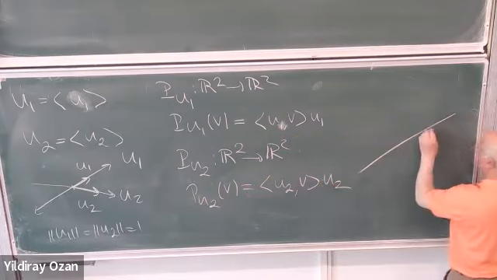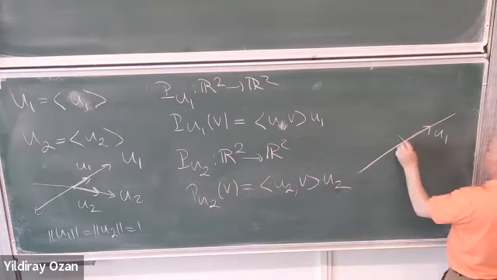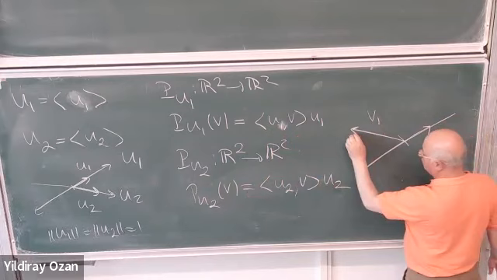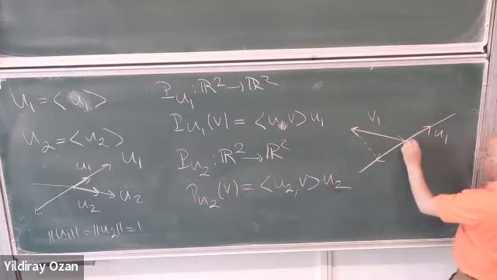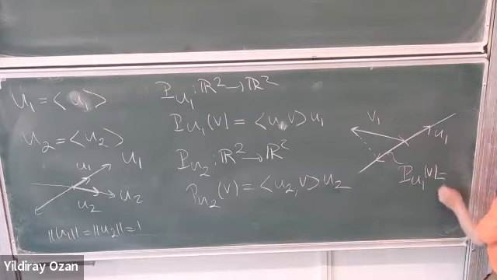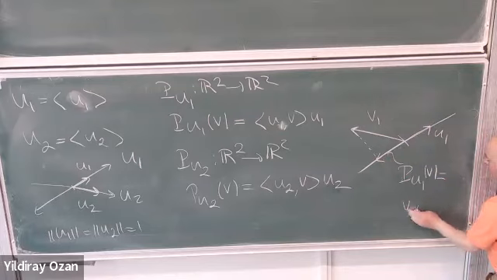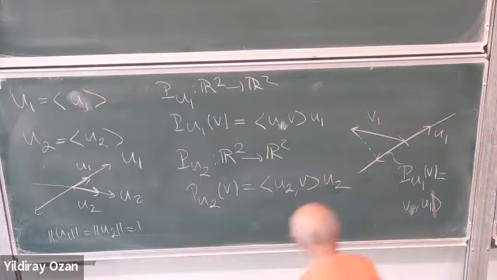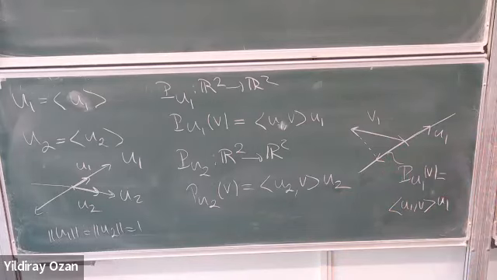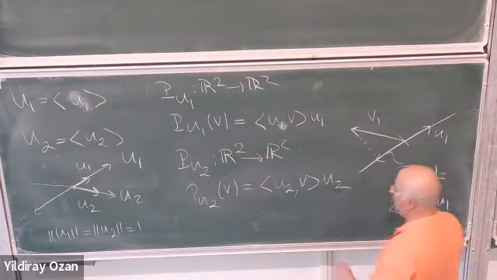So you take any vector V. What is the orthogonal projection onto this space? You look at the inner product of V with U1, and then multiply with U1. So it is this orthogonal projection.